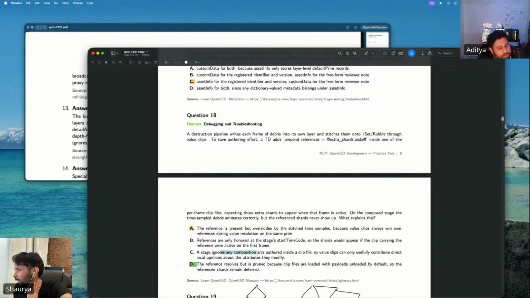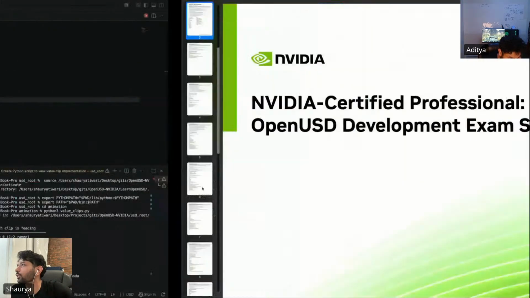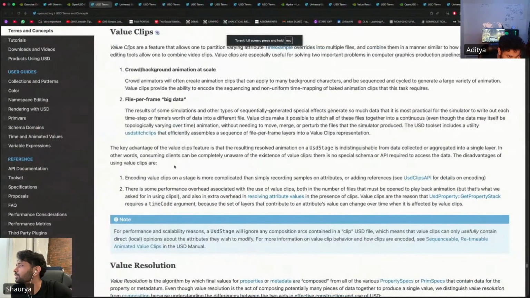A stage ignores any composition arcs authored inside a clip file, so value clips can only usefully contribute direct local opinions about the attributes they modify. I get it now completely. But this was not mentioned in any documentation anywhere. I didn't see that. So I think that would be a big thing, that value clips are only for attributes.